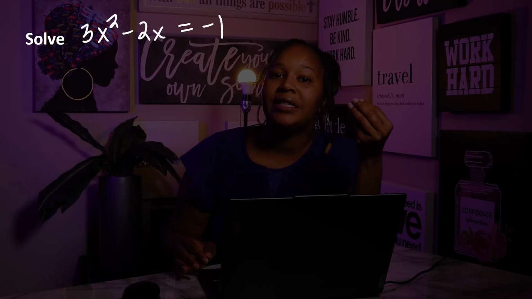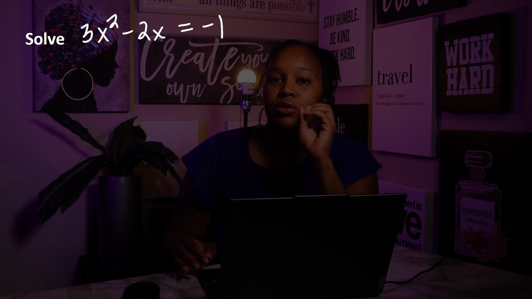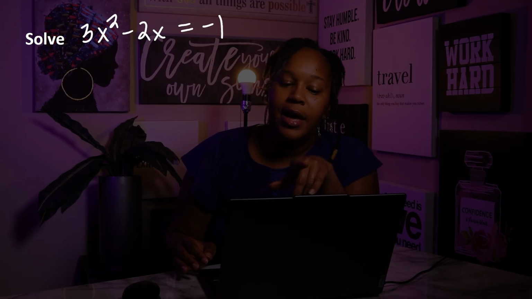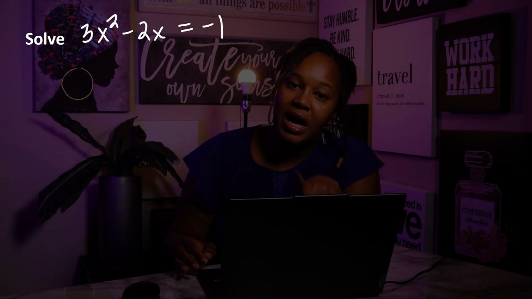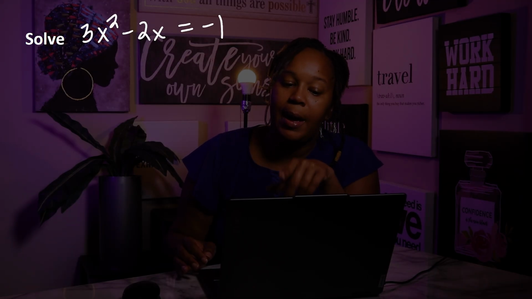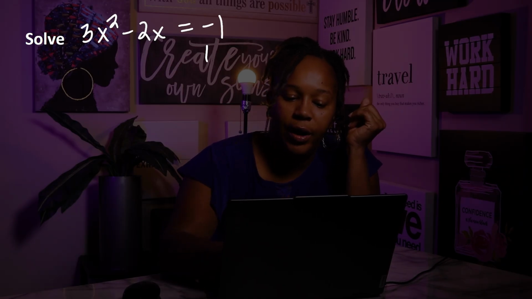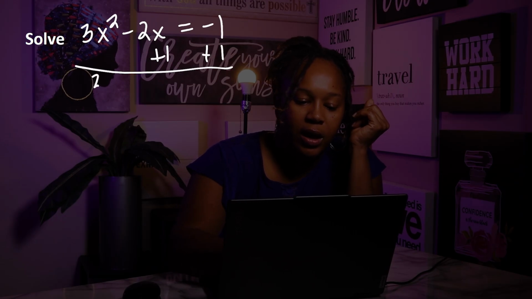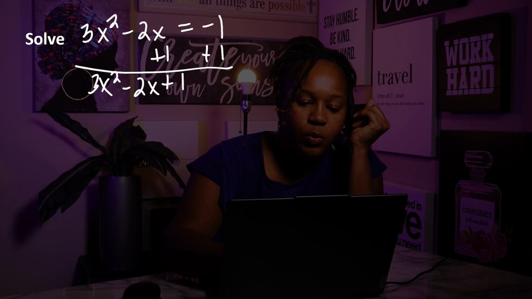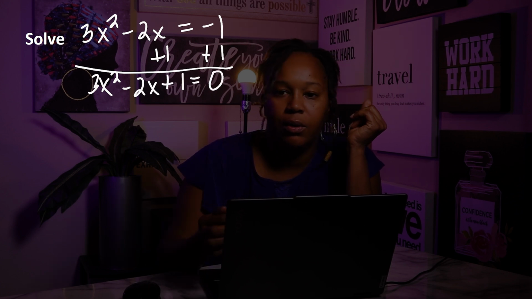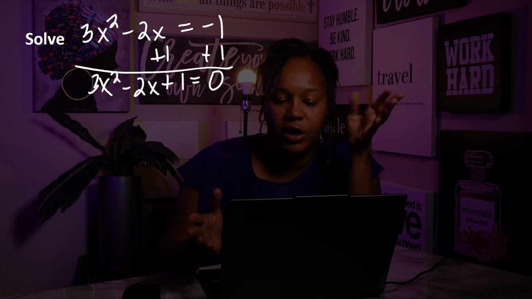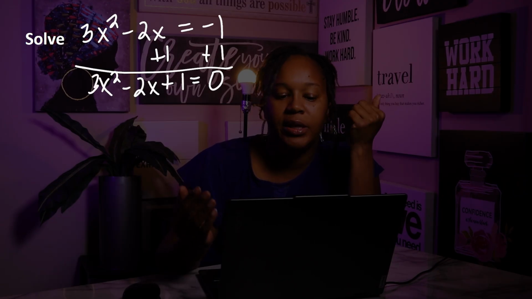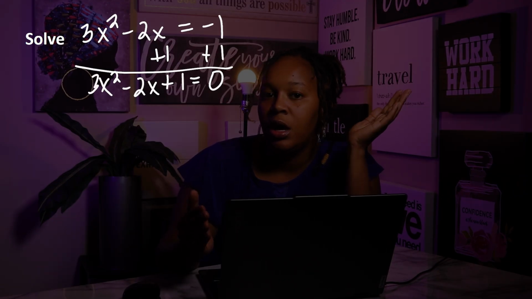Now, remember in the beginning, I said before you can solve a quadratic equation, you have to have 0 on one side. And in this case, we don't have 0 on one side, but we can easily get 0 on one side by moving that -1 over to the other side. So we're going to add 1 to both sides so that we can get 0 on one side. And we end up with 3x squared minus 2x plus 1 equal to 0. All right. So now we have the quadratic equation in the right form. And so now we can solve it, and we're going to use the quadratic formula.